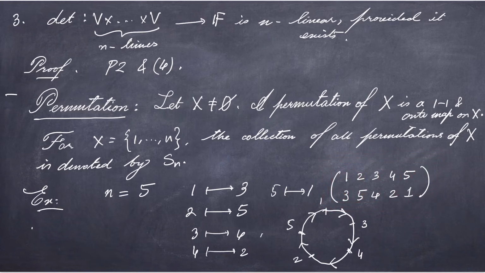There is something very interesting to be noted here. You see the way these elements are being moved by the permutation: 1 is going to 3, then 3 is going to 4, 4 is going to 2, right? And then 2 is going to 5, and 5 to 1. So basically what it is doing is permuting these elements in a cyclic manner. Therefore it's legitimate to call such permutations cycles.